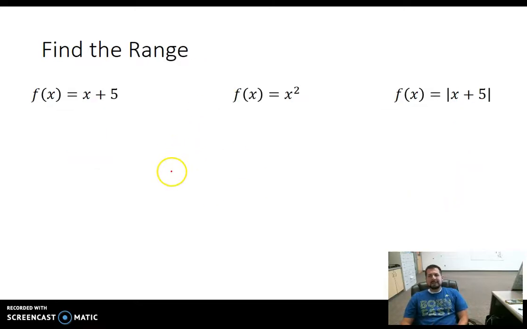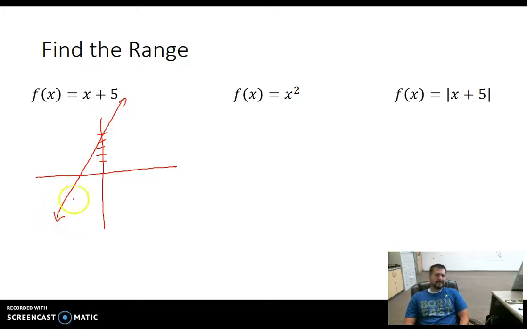Now range is a little bit different. Range, you have to know what the graph looks like. So basically you would graph all of these on your calculator to know what the range is. x + 5, if you were to graph that on your calculator, would just be a line that looks like this. And if you don't know how to graph on your calculator, your teacher will help you with that. That's not that big of a deal. But that is what that line would look like. You'll notice that that line starts at -infinity and goes all the way to +infinity. And so I know for a fact that the range is from -infinity to infinity.